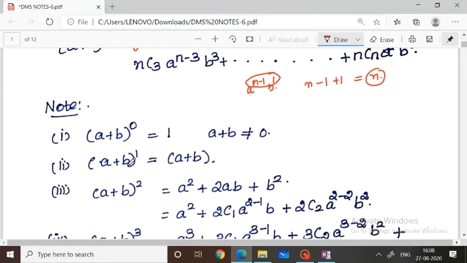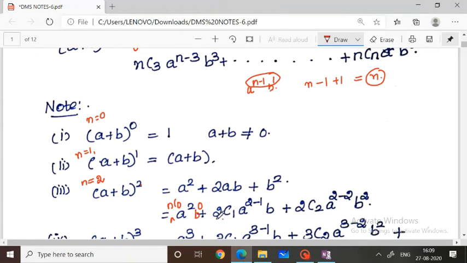Next one, a plus b raised to 1. The first case is n equal to 0. Second case is n equal to 1, so a plus b raised to 1 is a plus b. The third case is n equal to 2, that means a plus b the whole square. According to the binomial theorem statement, you can write this as: the first term is nC0 a raised to n, here n equal to 2, into b raised to 0, plus nC1.